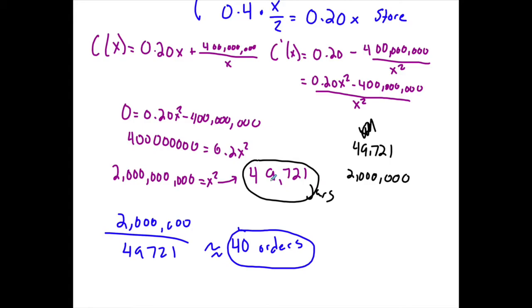We take that number. We're going to say that's going to be our max. Again, we could use the second derivative test to show it, but if you didn't, I'm not going to nitpick that. And then you plug back in to figure out the number of orders. So in context, we need to place 40 orders per year containing approximately 49,721 jars per order.